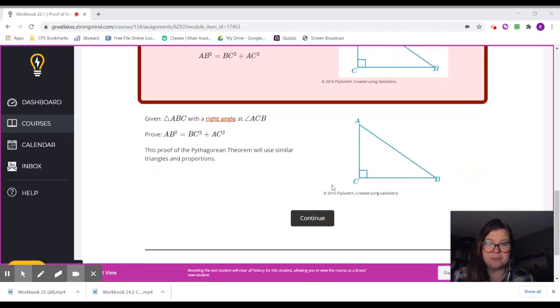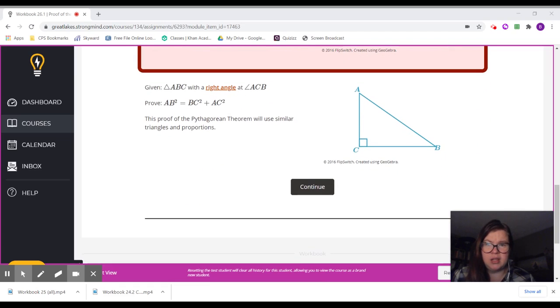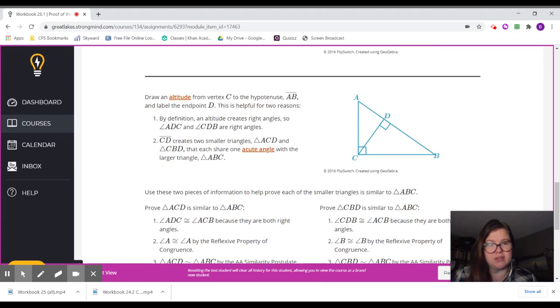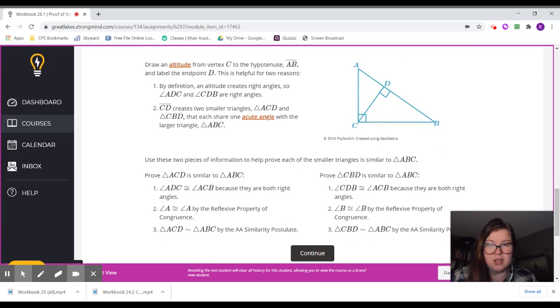So they're talking about how we have that this is a right triangle and we're supposed to prove it. So they go through, and this is why I'm going through this, because a lot of this stuff is needed. So you'll have to know something called an altitude.